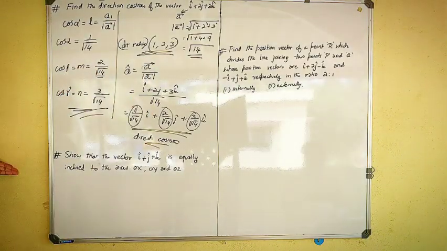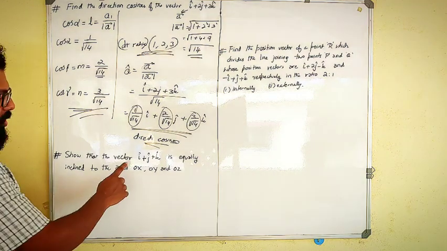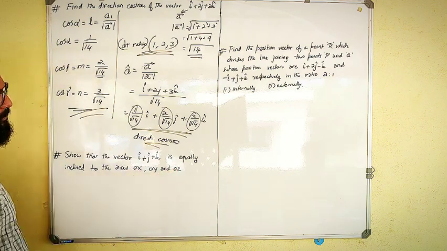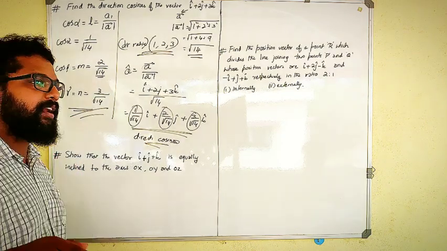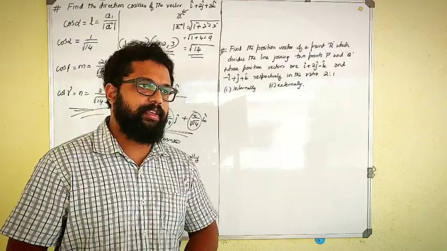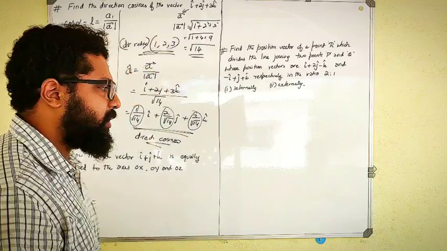Pause the video to note it down and solve the problem. The second one, show that the vector i plus j plus k is equally inclined to the axes OX, OY and OZ. Somewhat similar, though they are indirectly asking you to find out the direction cosines. They are not directly asking you, they are asking you to find out the direction cosines indirectly. I'll tell you how.